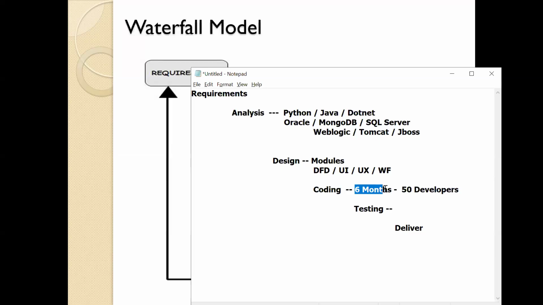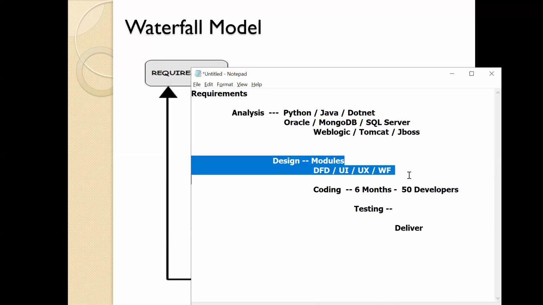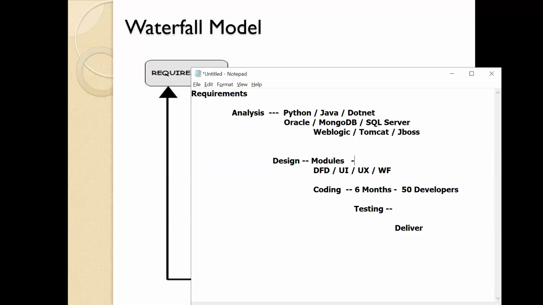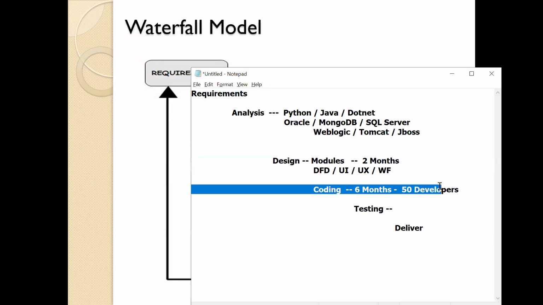The testing team will wait for the coding team to get completed. The coding team will wait for the design team to complete their work. Assuming the design team says they need 2 months to provide the design documents, 50 developers will wait for 2 months. It's a long duration, and the number of resources is large. The company should pay for 50 resources just for waiting time.